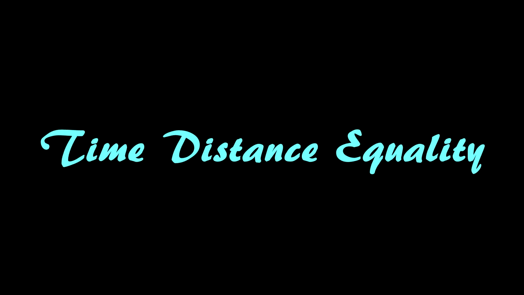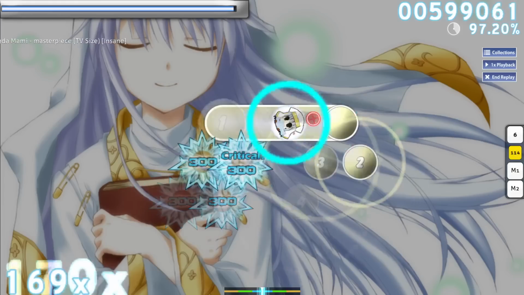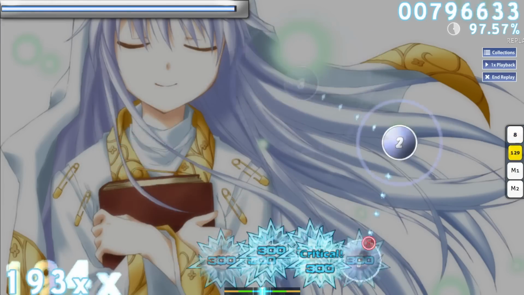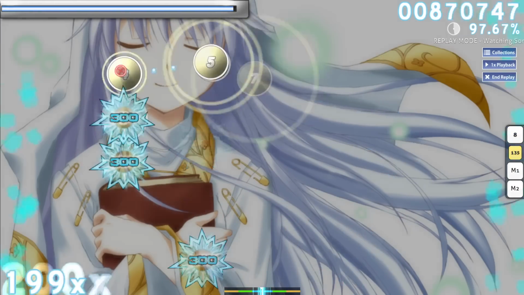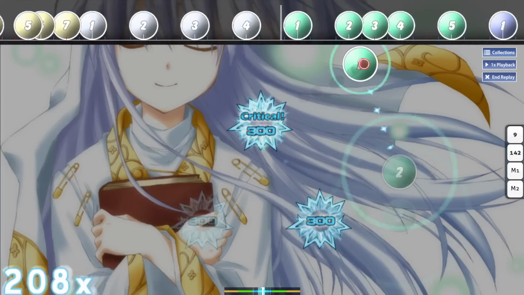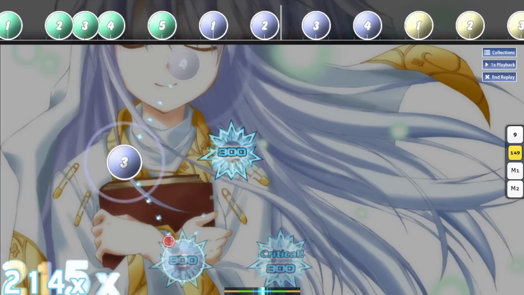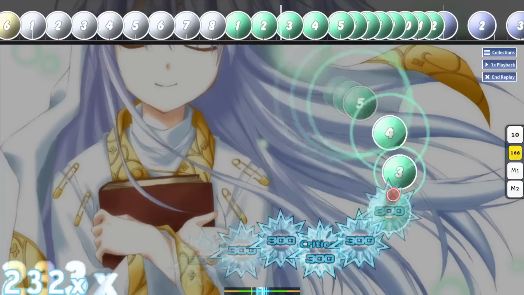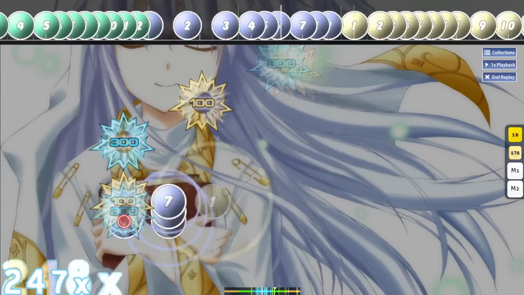Number 2. Time distance equality. I believe this is the most important mechanic when explaining old maps. Rhythm should follow the song, and your spacing must follow the rhythm. Because the spacing followed the timing, rhythms were perfectly readable with your eyes, which allowed more complex rhythm choices to follow the song.